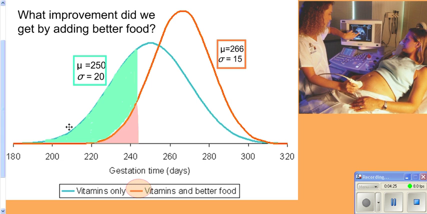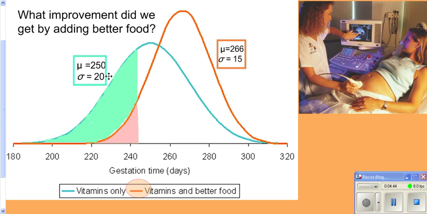Well, here we have some data. The blue data, bluish green, is our data on women who just increased their vitamins. The mean is 250, standard deviation of 20.